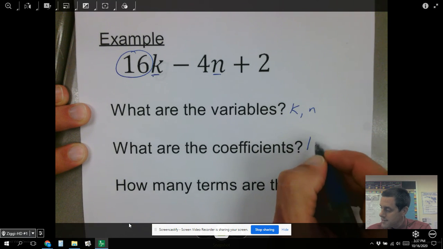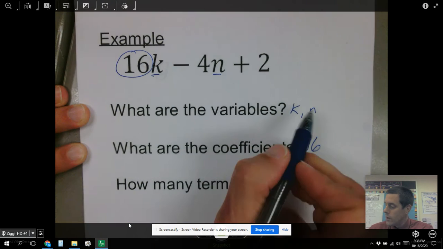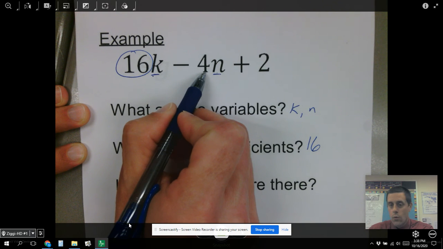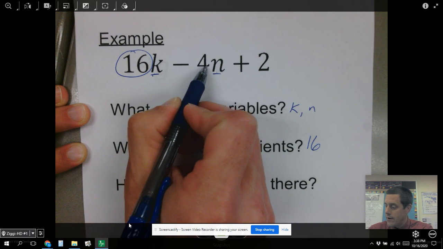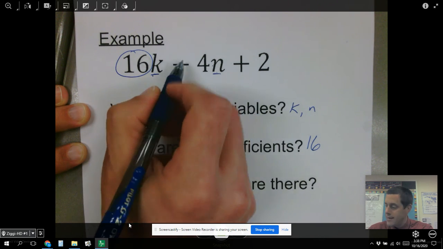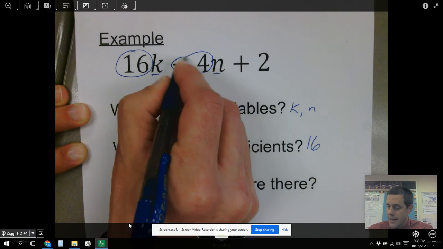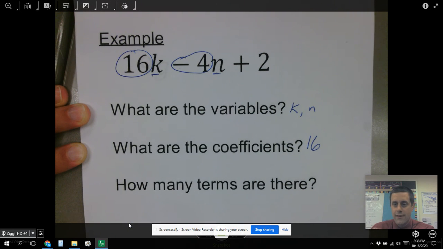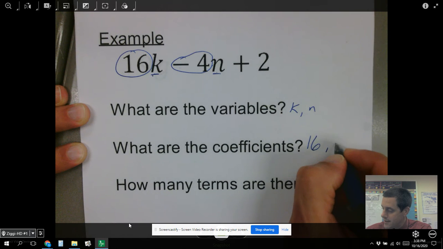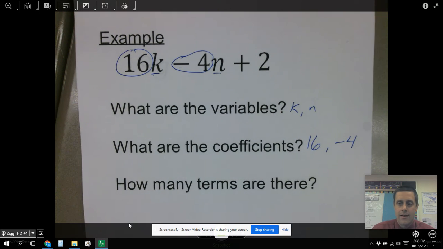16 is the coefficient of k. We also said that n was a variable. What number is touching n? We have a 4 out here, but hopefully you caught this minus sign. Anytime there's a minus sign in front of a coefficient, that coefficient is negative. So we have 16 and negative 4 as our coefficients.